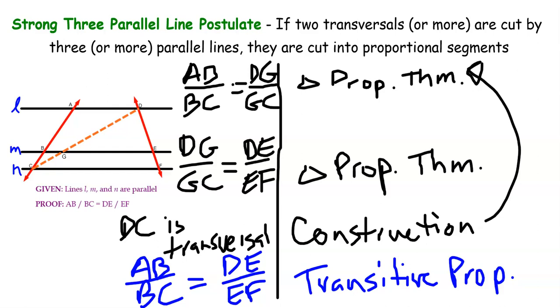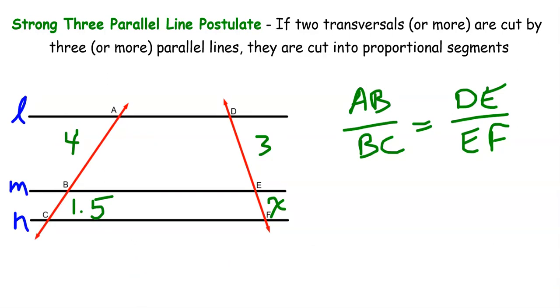Let's take a look at a real easy quick example of what that means in practice. So here we have again lines L, M, and N that are cut by transversals ABC and DEF. And if we know that the length of AB is 4 and the length of BC is 1.5 and the length of DE is 3, we can use that to calculate the length of EF. Again, if you would like to attempt this problem on your own, go ahead, pause the video and work on it now. Otherwise, you can just stay on the video here for a second and we will do it together.